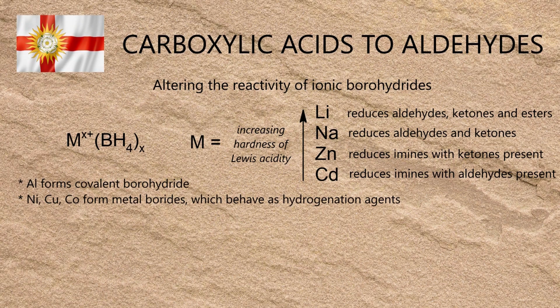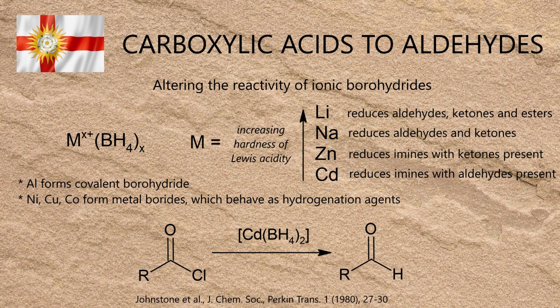The pattern of reactivity gets more complicated when aluminium is involved, which forms a covalent borohydride instead of an ionic one, or with transition metals such as nickel, cobalt or copper, where the metal borohydride is so unstable that it decomposes into a boride and hydrogen gas, but that's the basic trend.